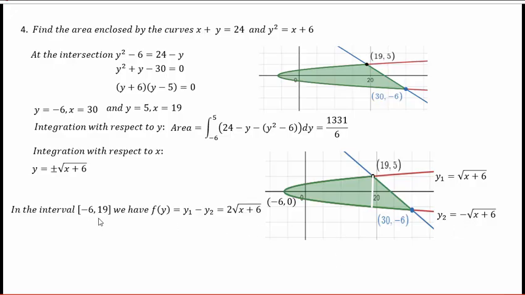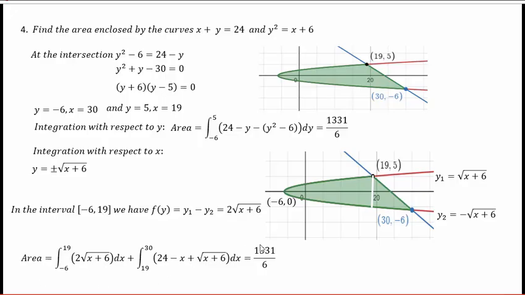I just show you that between negative 6 and 19, what are the curves? y1 minus y2. So that gives me 2 square root of x plus 6. You can easily check this. This minus this will make it positive, so you get twice. And now the integral formation is negative 6 to 19 of 2 square root of x plus 6, plus the second part is 19 through 30.